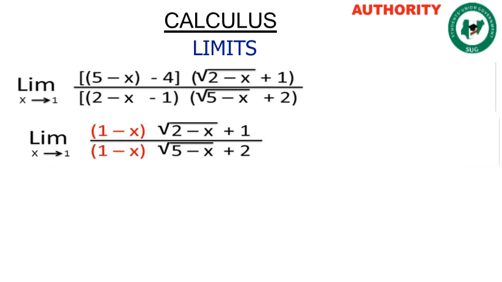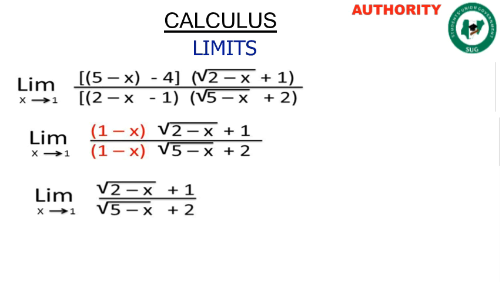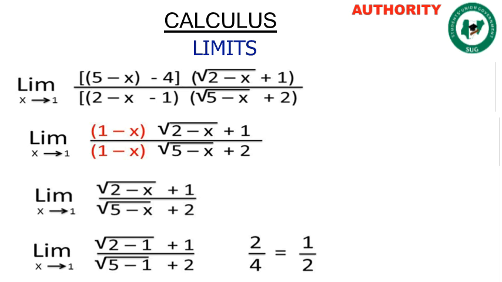Okay? So here we discover that we are having a similar thing in the numerator and also in the denominator, that is 1 minus x. So this we cancel out. After this, we'll be left with lim as x approaches 1, square root of 2 minus x plus 1 all over square root of 5 minus x plus 2. Alright, from here, let's impute our value. x is equal to 1 as x approaches 1. That means we are going to insert 1 wherever we see x. In doing so, we are going to have lim as x approaches 1, square root of 2 minus 1 plus 1, all over square root of 5 minus 1 plus 2.